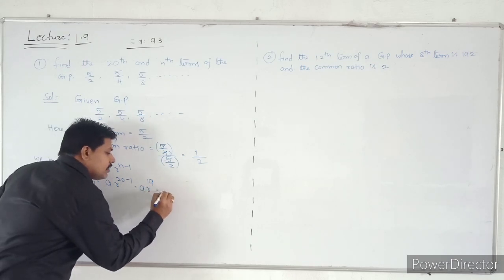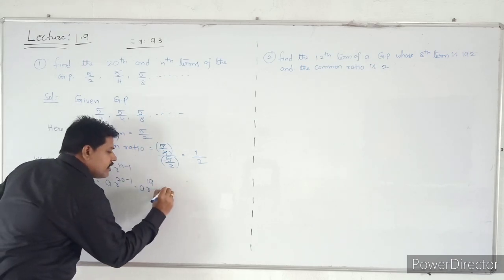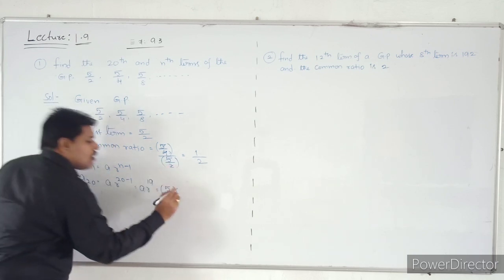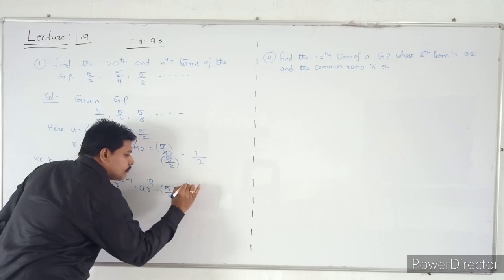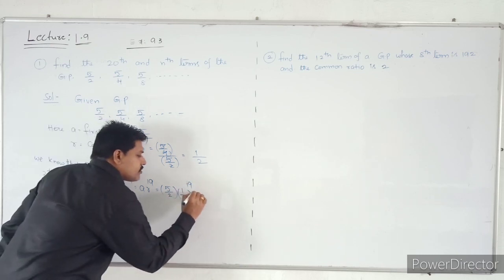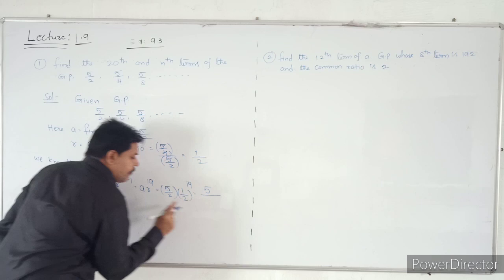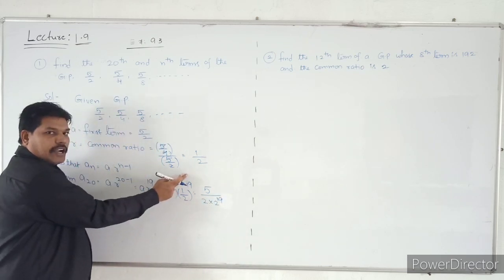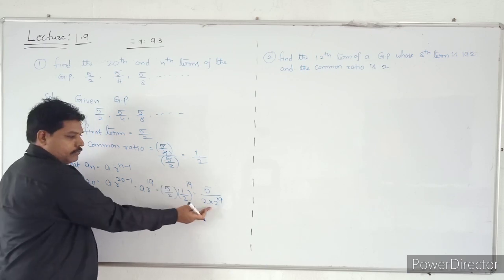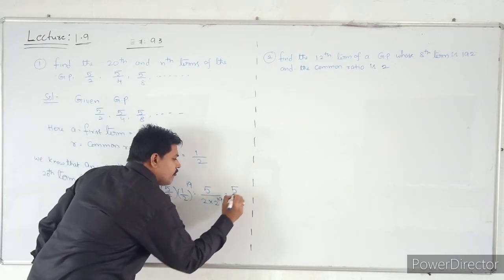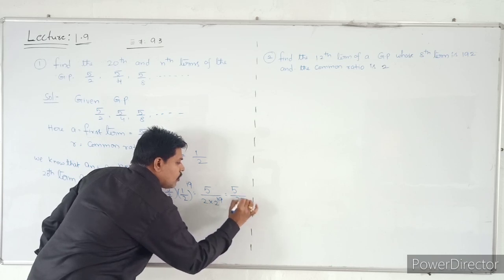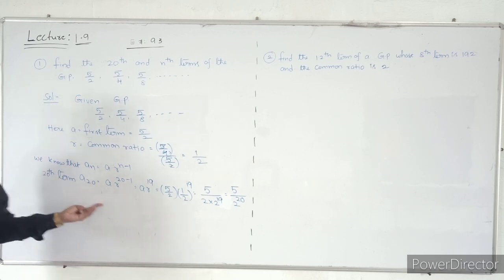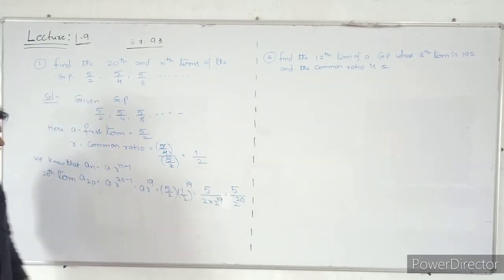So what is the A value? A value is 5 by 2 and R value is 1 by 2. So it is 5 by 2 into 1 by 2 power 19, which is 5 by 2 into 1 by 2 power 19. It will become 5 by 2 power 20. So the 20th term is nothing but 5 by 2 power 20.